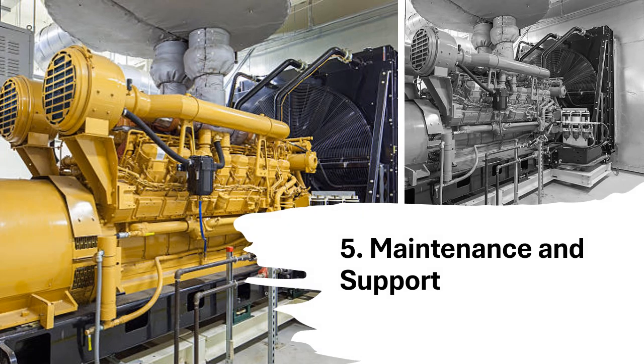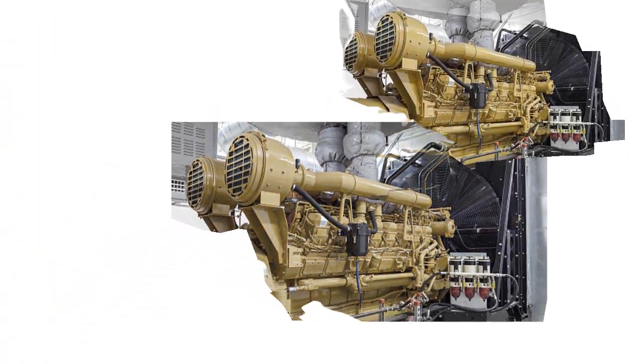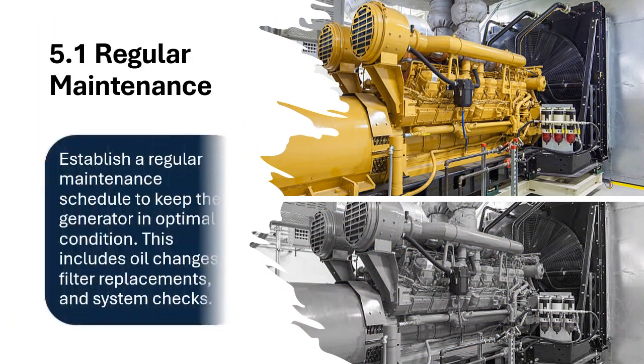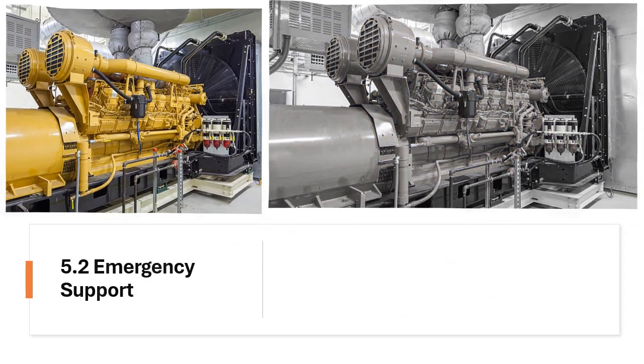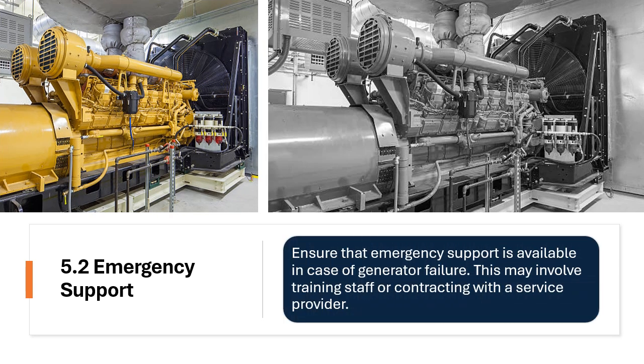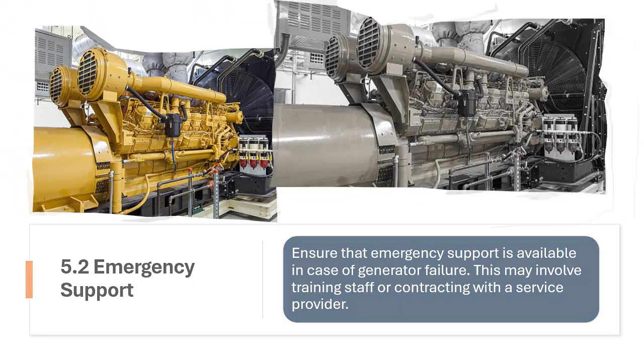5. Maintenance and support. 5.1 Regular maintenance. Establish a regular maintenance schedule to keep the generator in optimal condition. This includes oil changes, filter replacements, and system checks. 5.2 Emergency support. Ensure that emergency support is available in case of generator failure. This may involve training staff or contracting with a service provider.